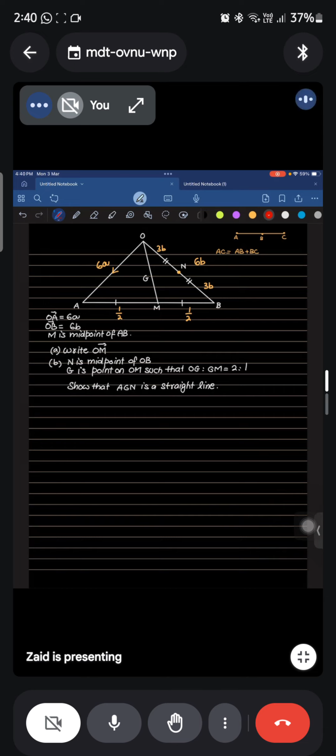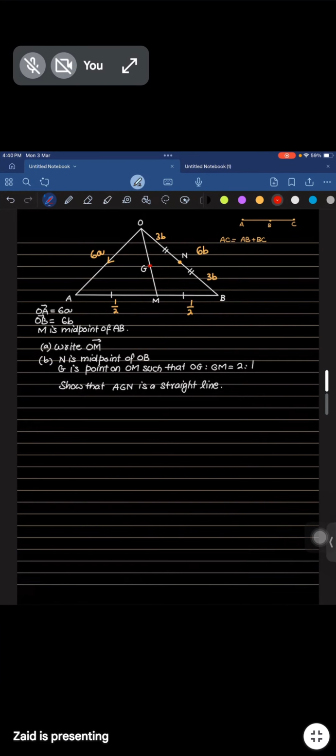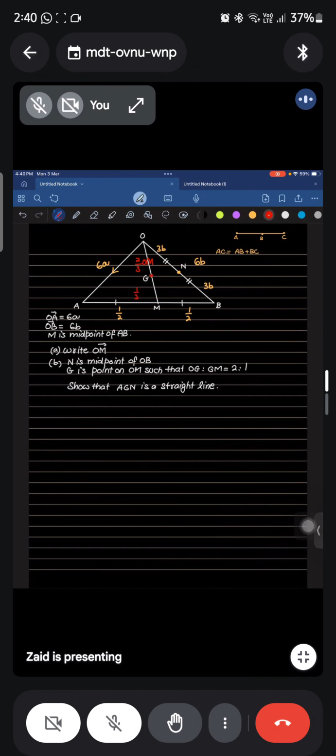All right. The other thing they have given us is that ratio OG. We're going downwards now. OG is 2:1, so it's 2/3 of OM, and GM is 1/3 of OM, the whole length. The first thing we have to find is OM. Who is going to tell what OM is going to be? OB plus BM.